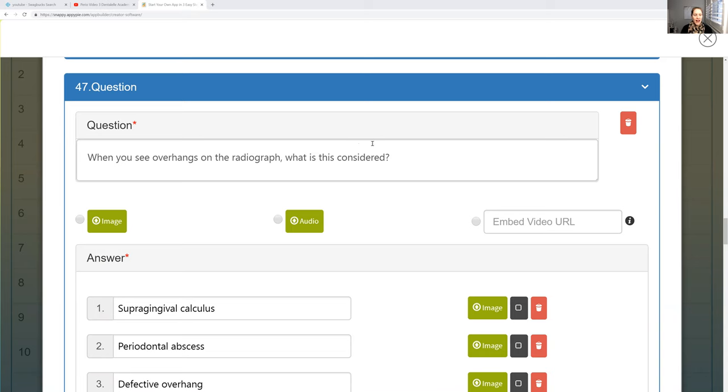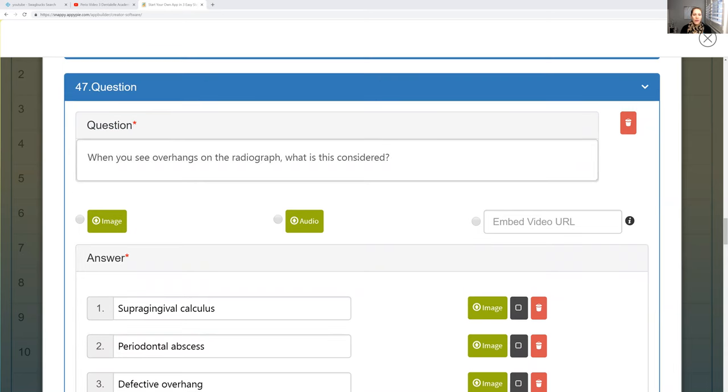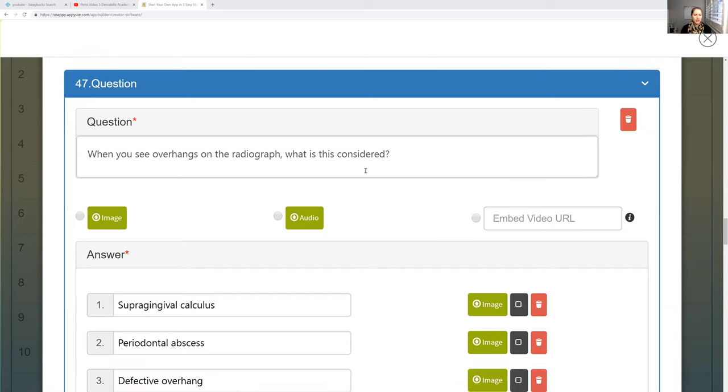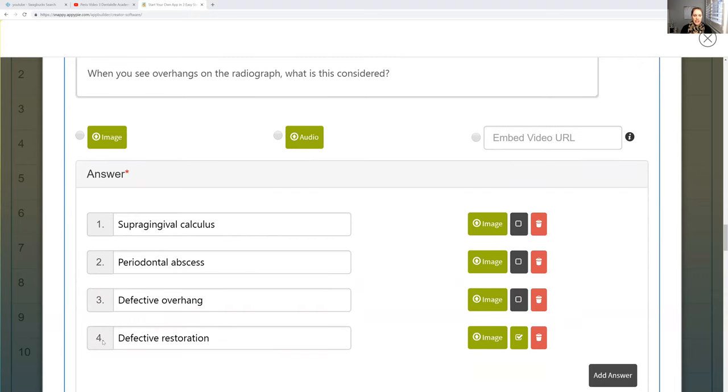Okay, let's continue on with the questions. So question number 47. When you see overhangs on the radiograph, what is this considered? So what are overhangs pretty much? Look at the answers. And if you guys notice, a lot of them kind of sound correct, right? But the best answer, of course, is the defective restoration.